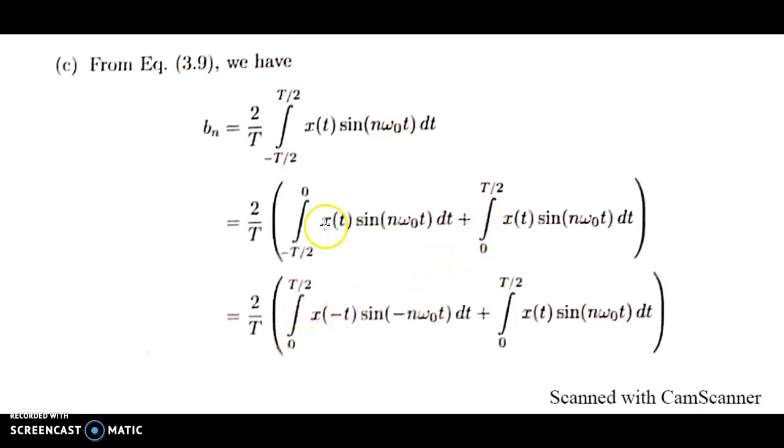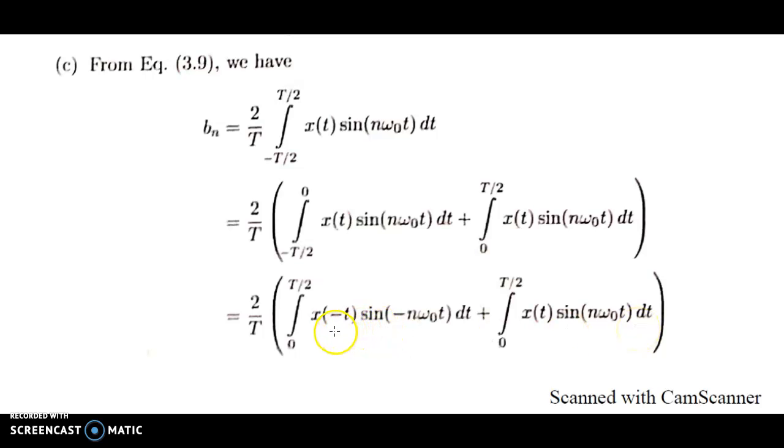And again for the first case, that is minus T by 2 to 0, we are applying change in variable, and by doing so we have got the limits now extending from 0 to T by 2, x of minus t sine minus n omega 0 t dt, plus the second term, it is remaining the same. So integral 0 to T by 2 x of t sine n omega 0 t dt.